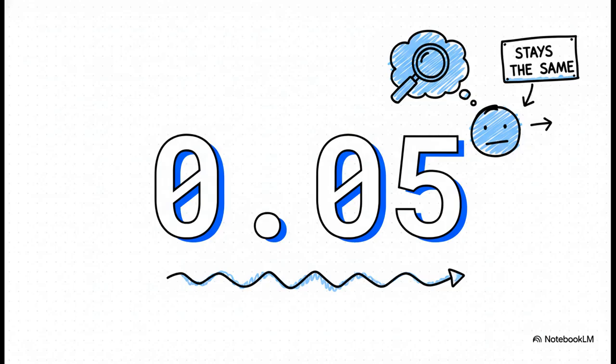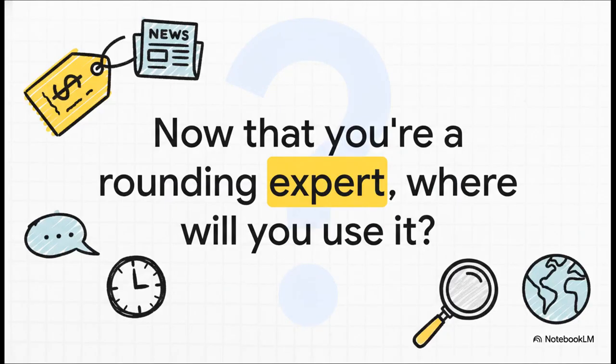So did you get it? The answer is 0.05. Let's see why. The digit in the hundredths place is 5. Its neighbor to the right is 0. And what do we know about 0? It's on the stays the same team, so our 5 doesn't change at all. Well done. And just like that, you know how to simplify any decimal number.